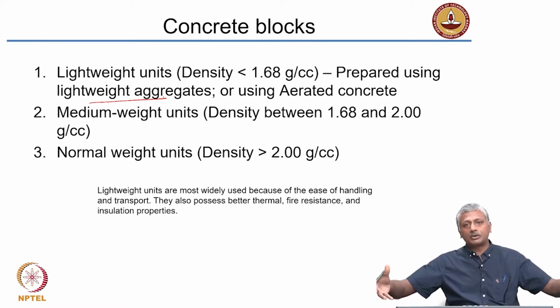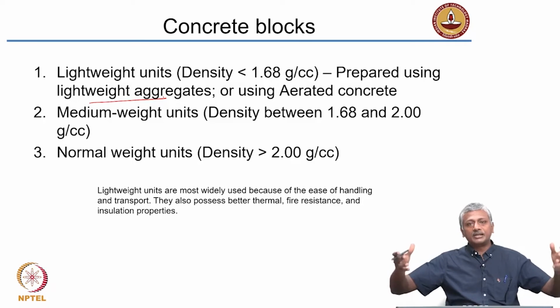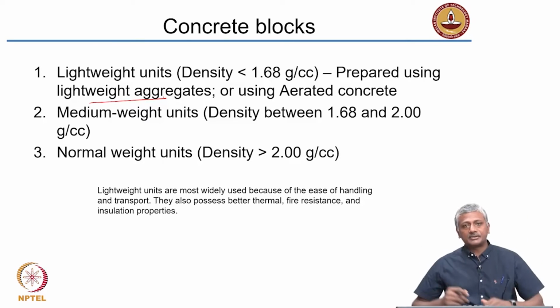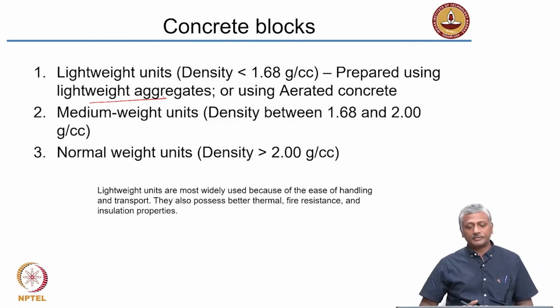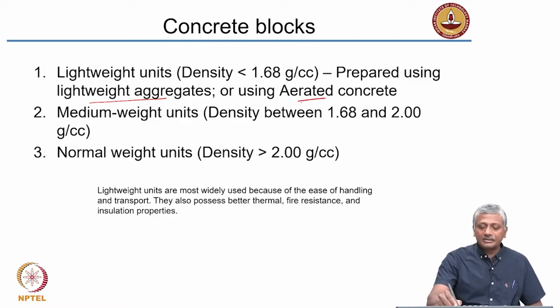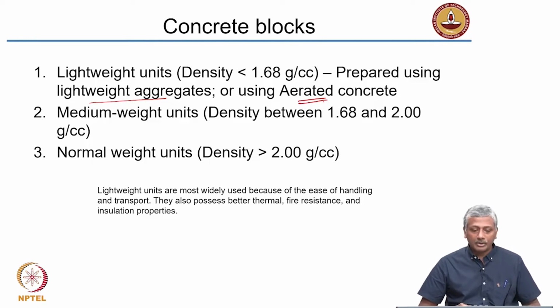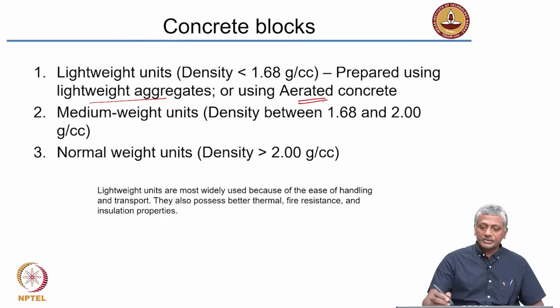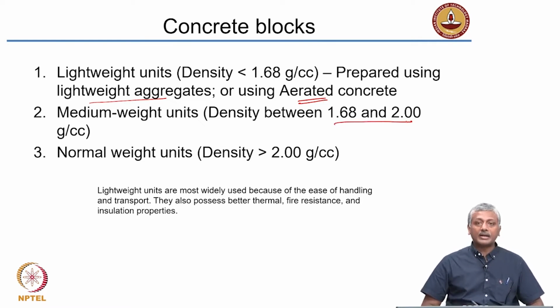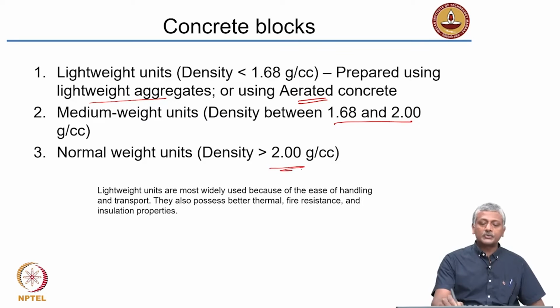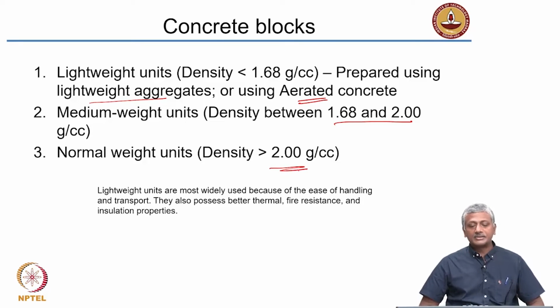So when you have a lightweight concrete block of the same size, you can then lift it and easily place it. So it reduces the effort of the person. Or you can put air inside the concrete and call it aerated concrete block. Okay. Then you have medium weight units which are between 1.6 and 2 gram per cc and normal weight units which are much more than 2 grams per cc.